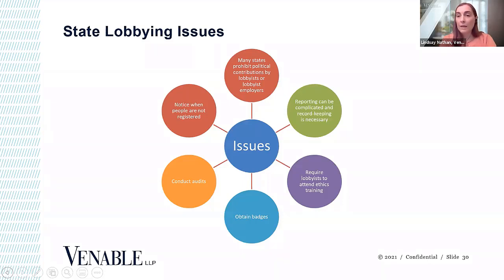If you are lobbying and you haven't been properly registered, or if you're not properly reporting your lobbying activity, people do notice. So not only could you have issues with the various regulators, but you might also have some PR issues as well.